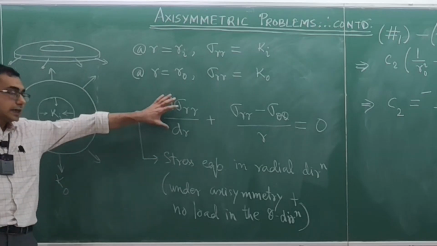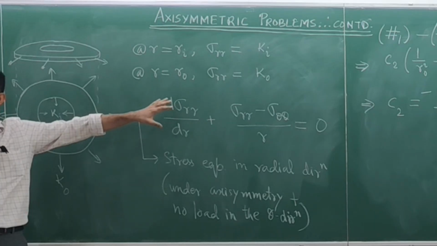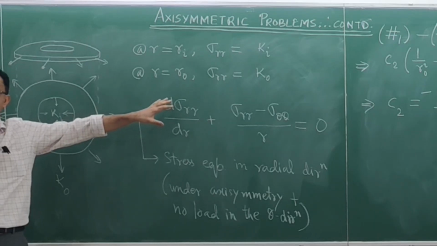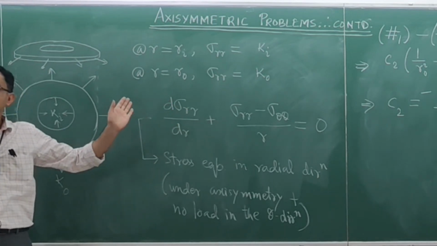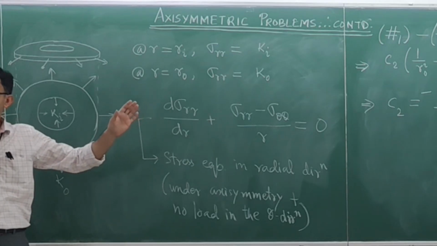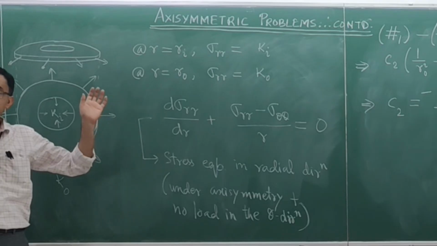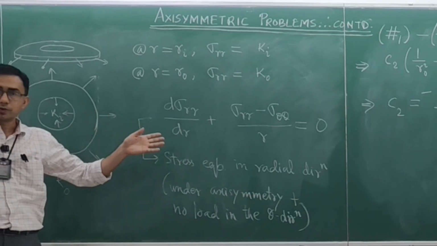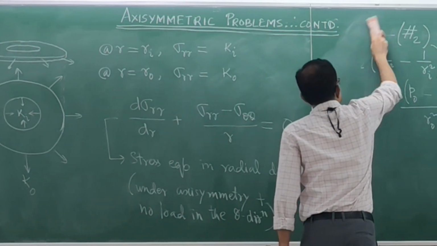So where did we go from here? We went to the equation which was completely in terms of the u. And how did we do that? We took this sigma rr and sigma theta theta, we expressed them in terms of the strains. And then we expressed those strains in terms of the displacements. And that is the exact same story that we have to follow here also. Okay, except that now we are in the plane stress case.